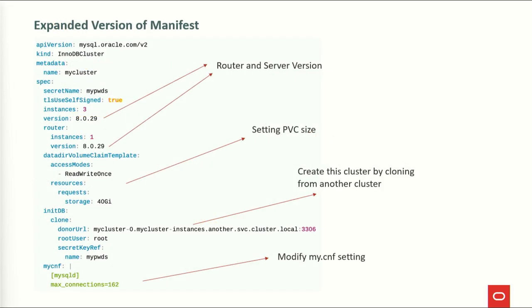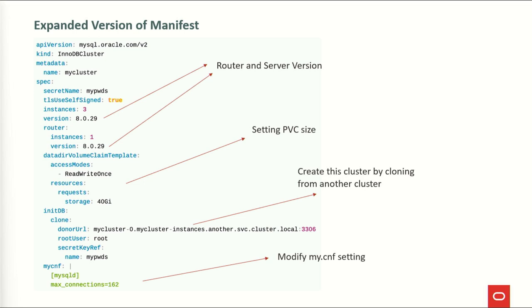The complete YAML file, the expanded view, can be something like this. You can pick the version, and you can set the PVC size, for example, 40 gigabytes. There will be a 3-node InnoDB cluster in this case, and one router instance. Each node of the InnoDB cluster will have a PVC with a size of 40 gigabytes.